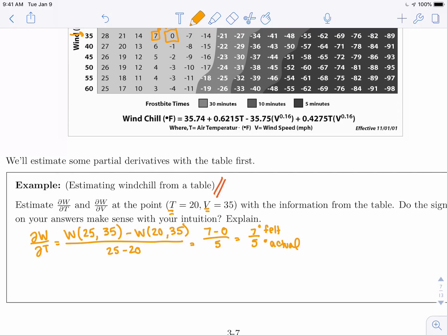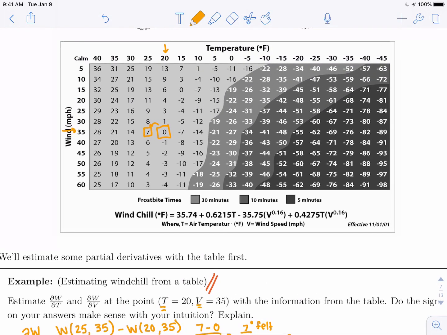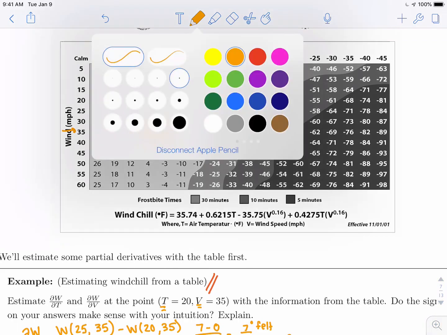Why don't you go ahead and take a second, try to calculate in the same fashion partial W over partial V. So if we're going to calculate partial W over partial V, I would say if I look at the column, maybe I'm going to change my wind speed from 35 to 40. For this one, I'll do it in a different color so we can tell that something is different.